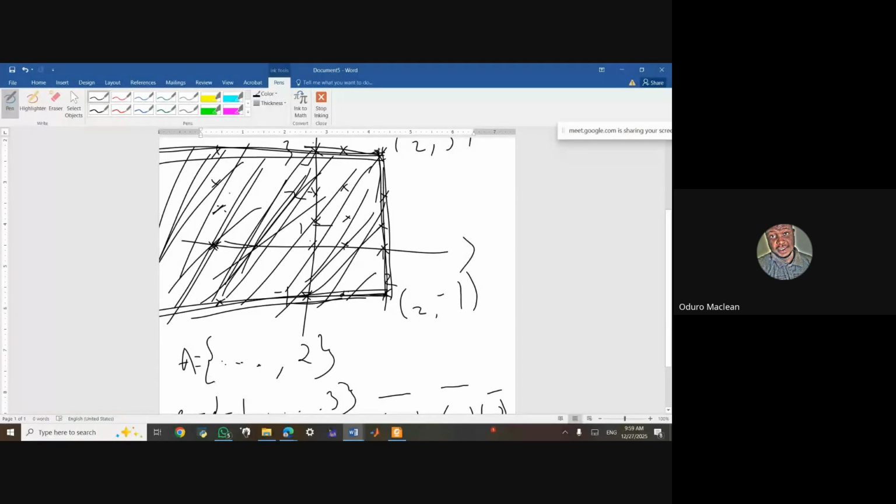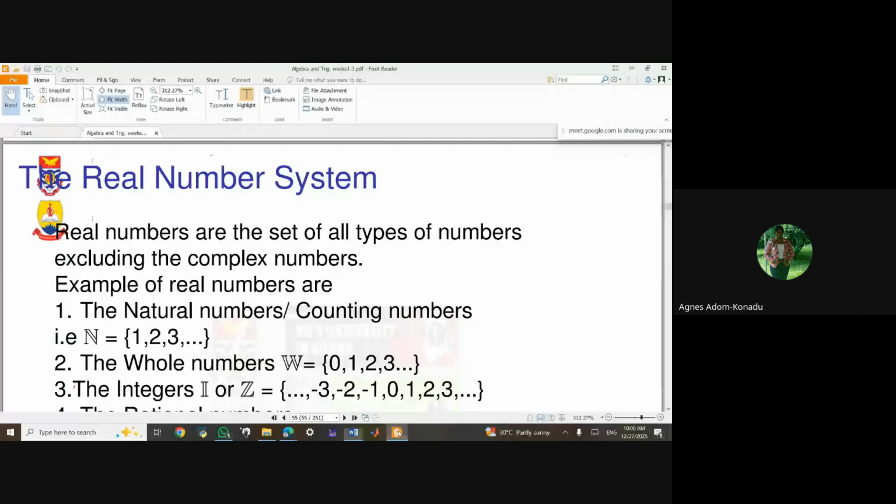All right. Thank you. You're welcome. So after the break, we'll look at the real number system. When we talk about the real numbers, we are talking about the set of all types of numbers, but it excludes the complex numbers.